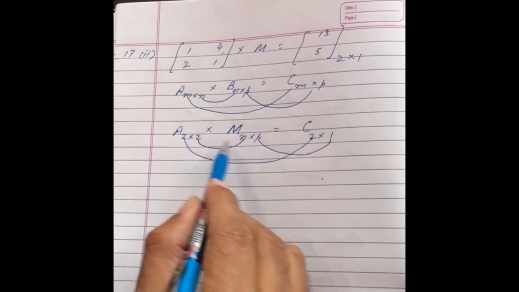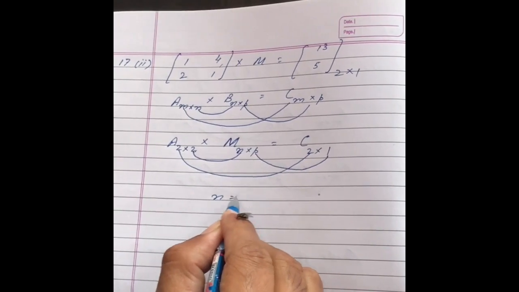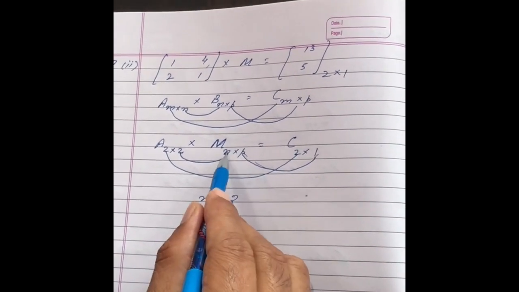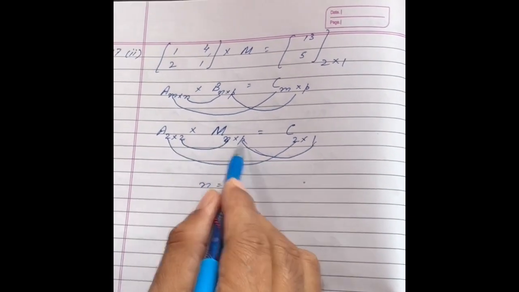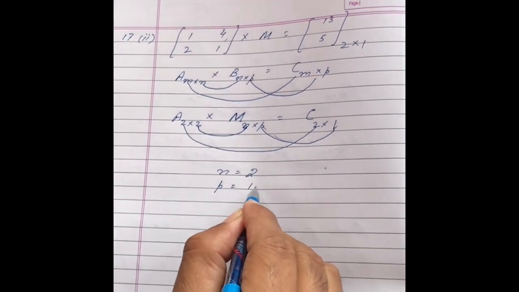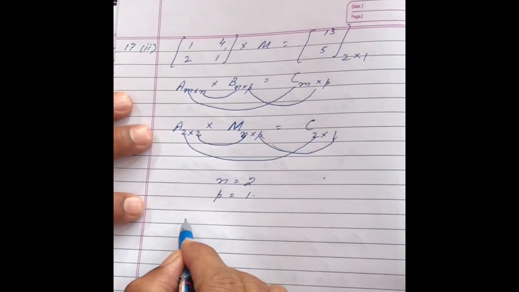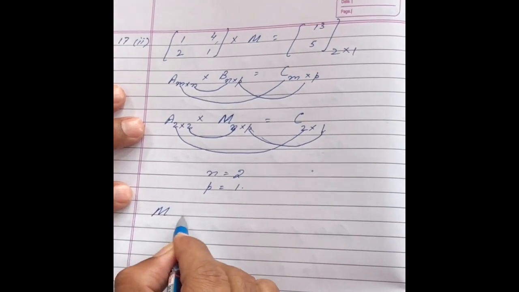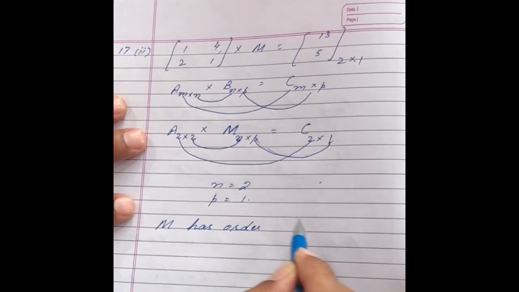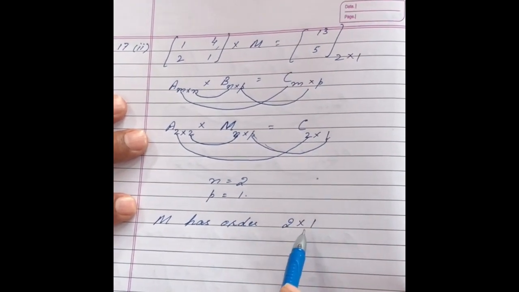So it means n is equal to 2 and p is equal to 1. N is equal to 2. N combines with 2. P combines with 1. So p is equal to 1. Then m has order 2 by 1. 2 rows, 1 column.